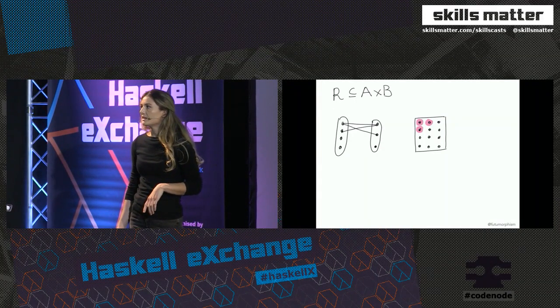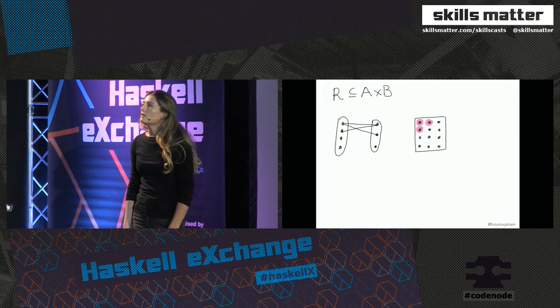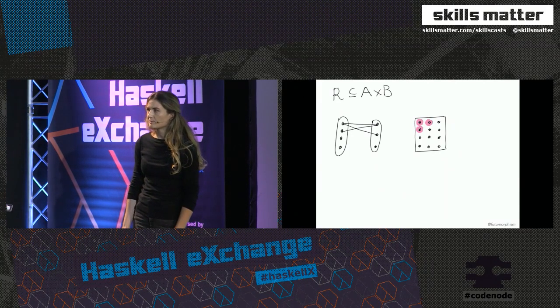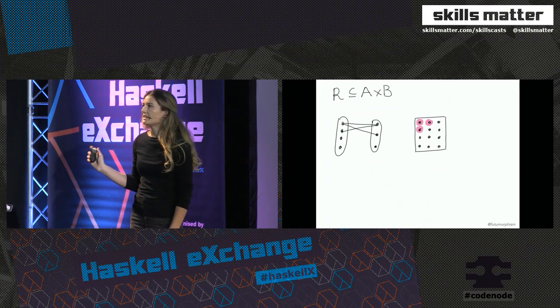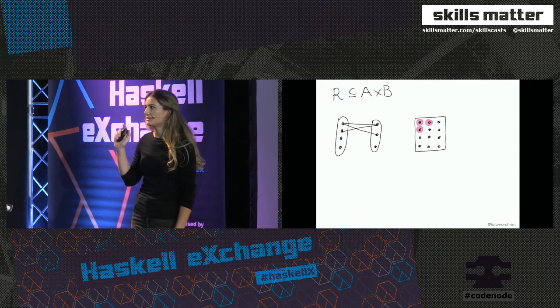And now we can define relations. We can think of them like relationships. So a relation on A and B is a subset of the product. So we can think of these pink elements as being related. So 1 is related to 1 and 2 is related to 1.